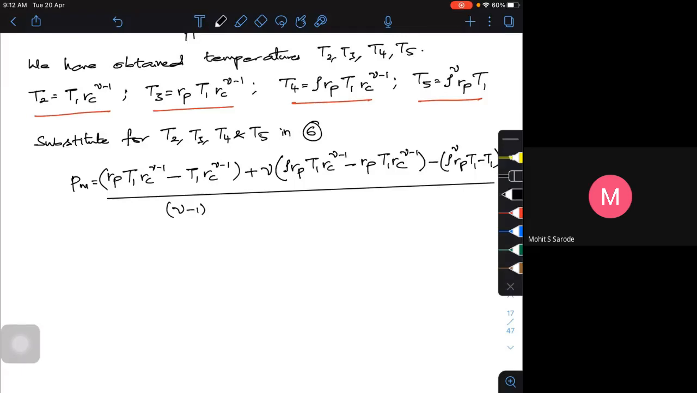now I have to substitute for this: gamma minus 1 into T1 divided by T1, which I can write as Rc minus 1 divided by Rc, that is the compression ratio. For further simplification, I have T1 which is common in the numerator and a T1 in the denominator. I have T1 here, here, here, and here, and a T1 in the denominator. If I take T1 common in the numerator, the T1s cancel out.